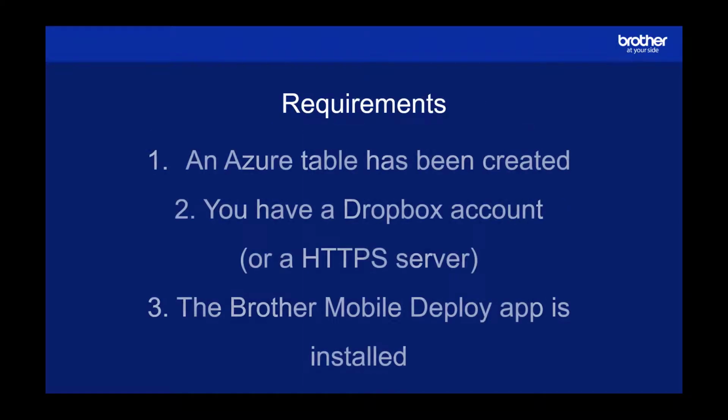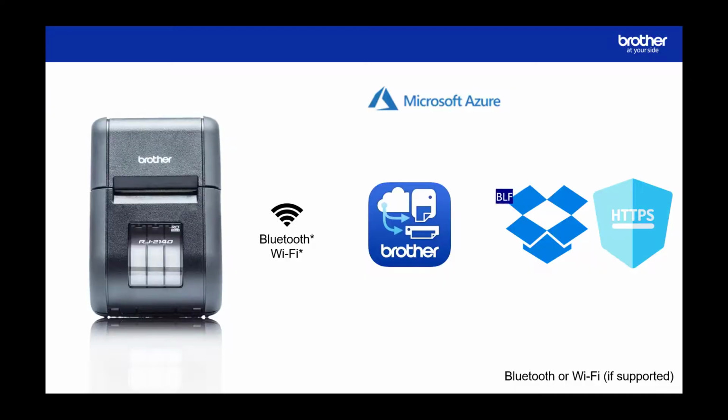Requirements. An Azure table has already been created, you have a Dropbox account or a HTTPS server, and the Brother Mobile Deploy app is installed. The Brother Mobile Deploy app needs to send at least one BLF file to the Brother Mobile printer. Once it has done that, it will collect printer information, which is then stored in an Azure table.